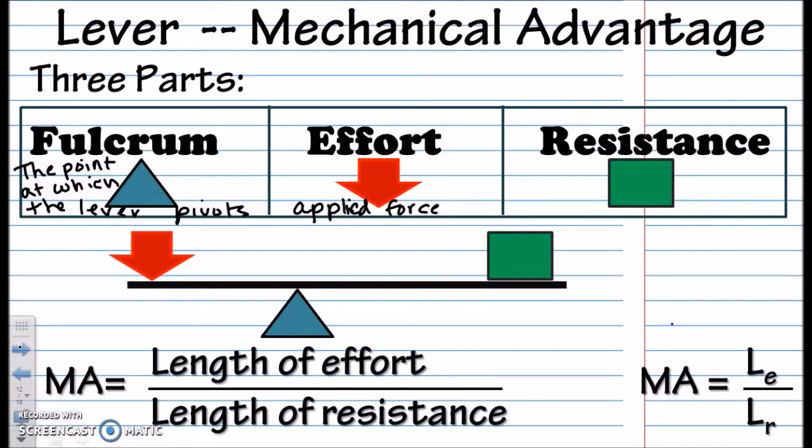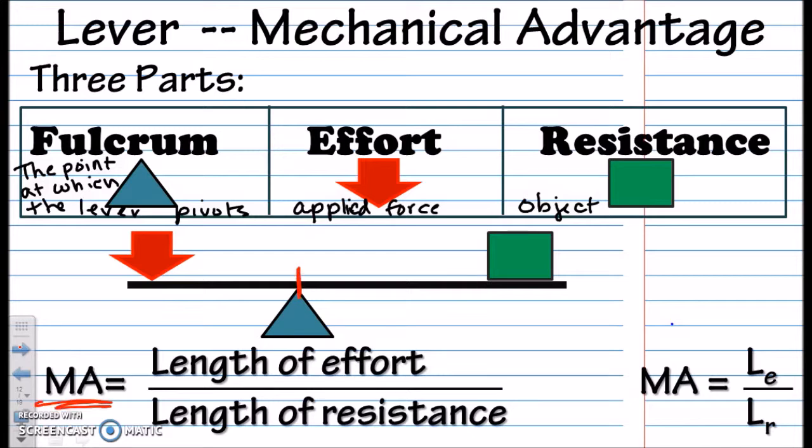When the word applied is in the story problem, then you can see that this is the one you're talking about. And the resistance is always the mass, or I should say the weight, that you're lifting. So this is the object you're lifting. In every lever there are those 3 components, and for your formula to calculate MA, you measure from the fulcrum.